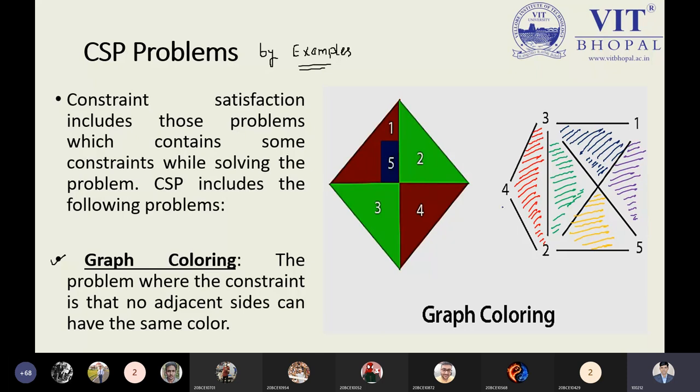So what is it telling us in graph coloring problems? I can write here: two different regions can't have the same color. And this is our constraint, and that is a rule that we have already applied. Now it is clear how we are looking at the CSP problem by example. The constraint satisfaction problem means we can't use the same color for two different regions. Now it is clear?